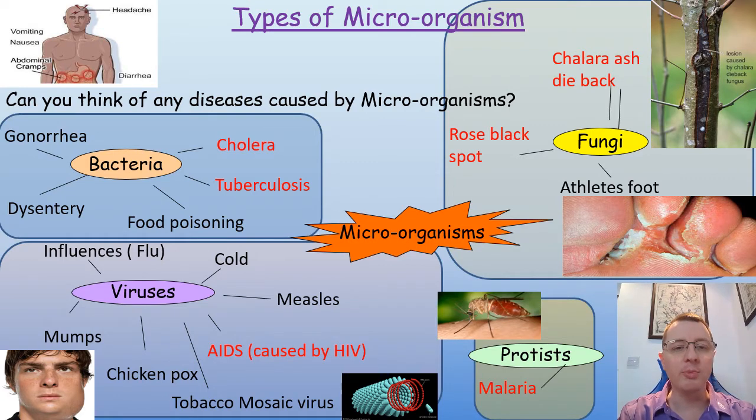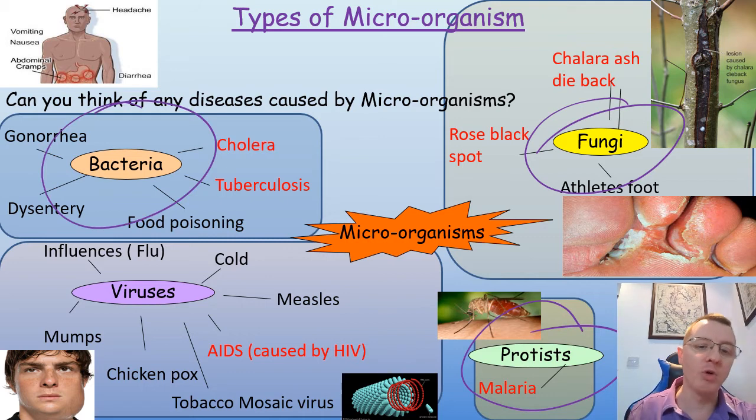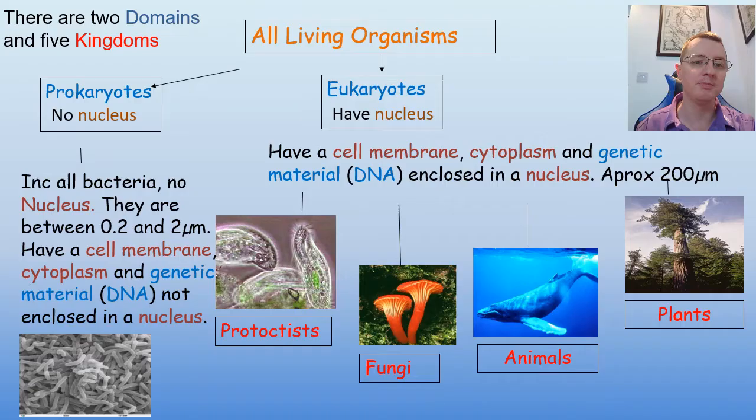In your course you'll be having to look at a large number of different diseases caused by microorganisms. A microorganism might be a bacteria, a fungi, a protoctist or a virus. Fungi and protoctists are both eukaryotic cells, and that means they're cells with a nucleus. Whereas bacteria are prokaryotic cells, which means that they do not have a nucleus.